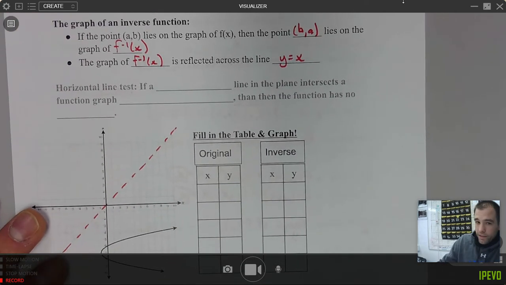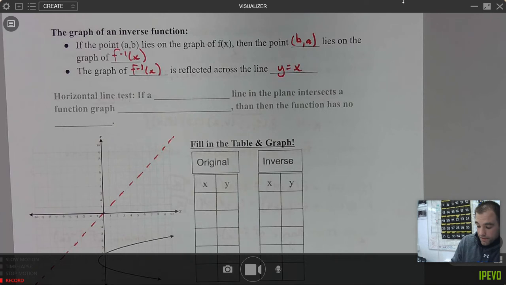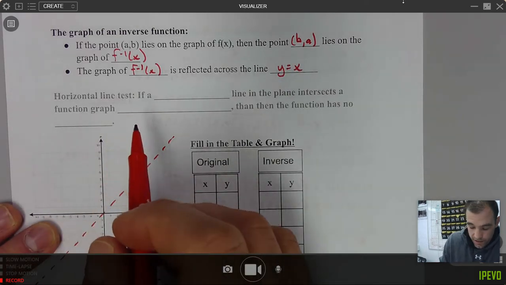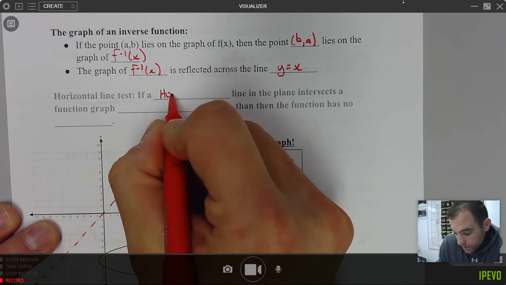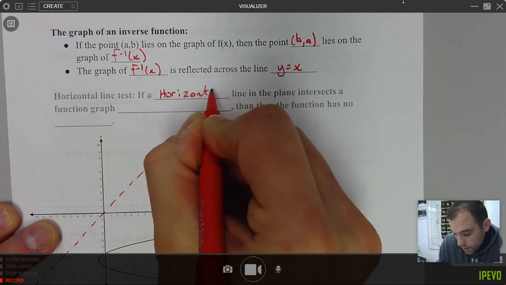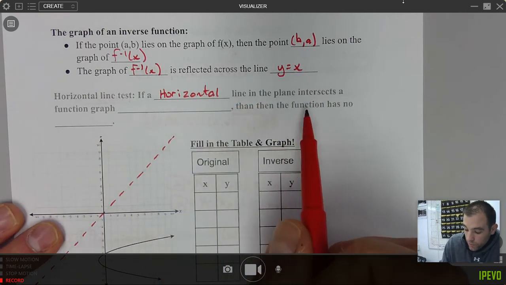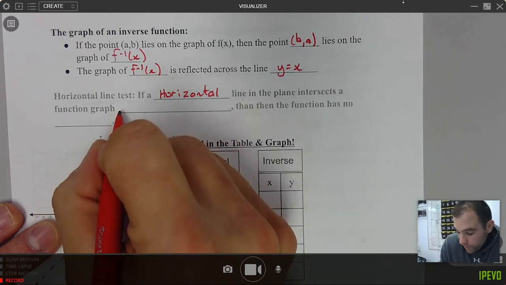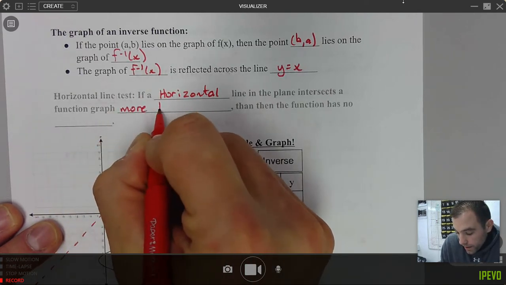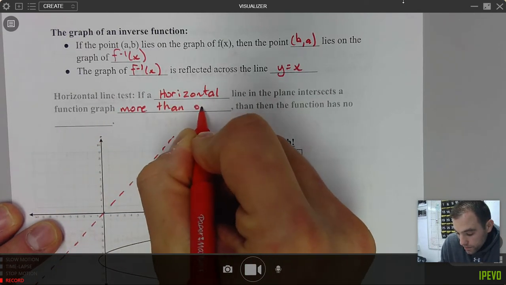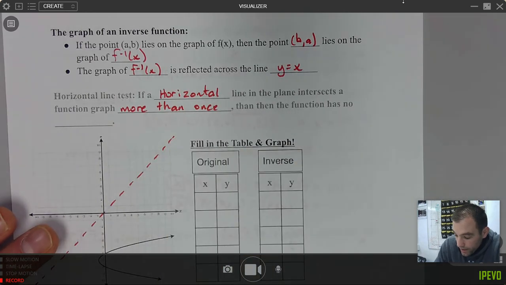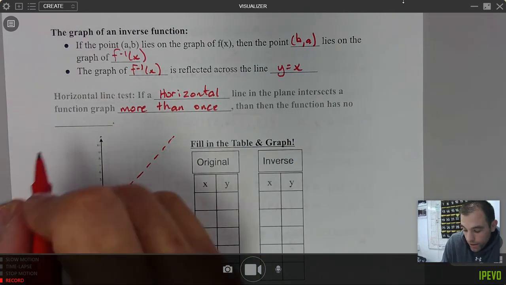Okay, now we talked about the vertical line test to see if something is a function. Now we're going to talk about the horizontal line test. So if a horizontal line in the plane intersects a function graph more than once, then the function has no inverse.